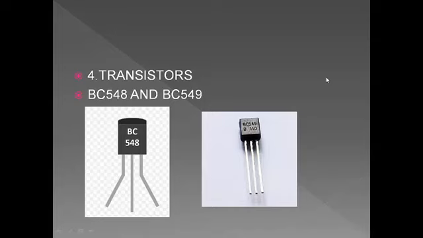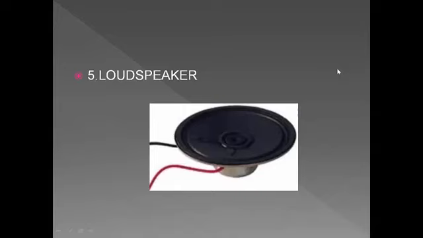Then the fourth thing I have used are transistors. There are 2 transistors, BC548 and BC549, that have been used. There is not much difference between both of them. There is only difference of current gain and voltage gain changes. And the last thing that I have used is the loudspeaker, which acts as a bell. It also has 2 terminals, one positive, one negative.